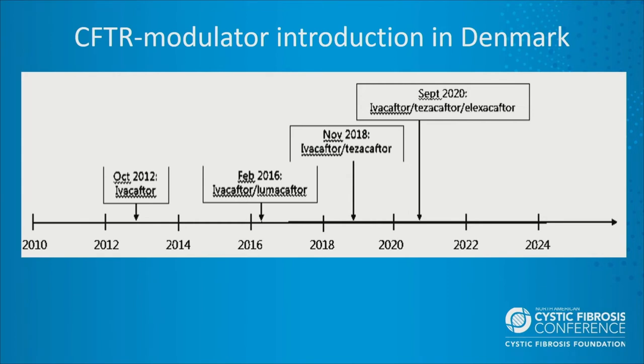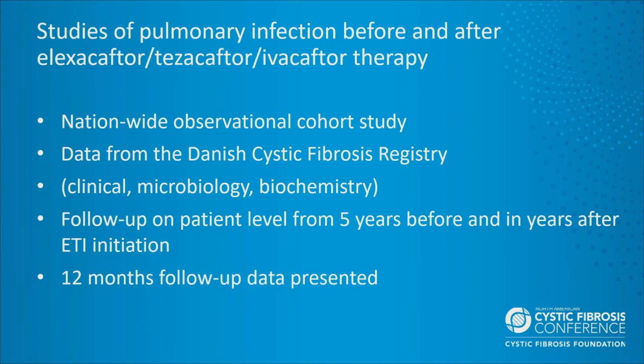This is an overview of the CFTR modulator introduction in Denmark. In September 2022, we had full access to triple combination therapy for patients with CF above 12 years of age and with an F508 mutation. So we initiated studies of pulmonary infection before and after ETI therapy in a nationwide observational cohort study with data from the Danish Cystic Fibrosis Registry, covering both centers in Copenhagen and Aarhus University Hospitals in Denmark.